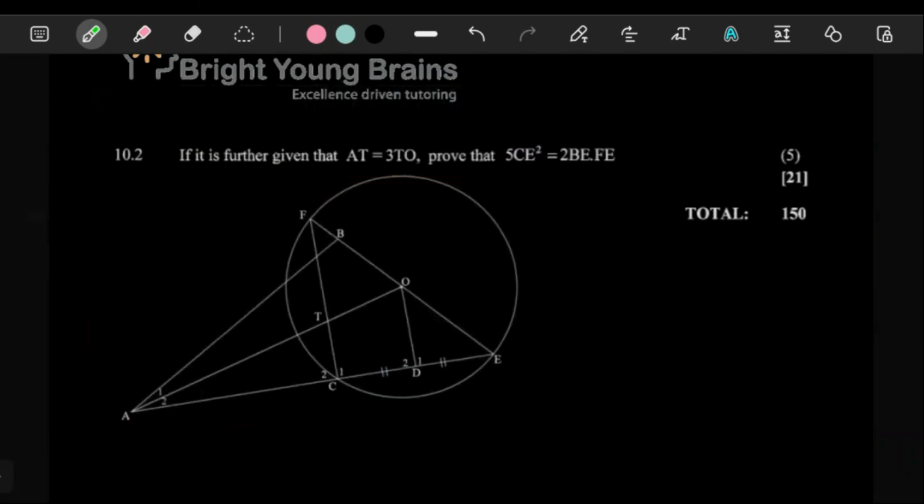For this 5-mark question, yeah, I don't even know why I'm reacting the way I'm reacting because I feel like I really shouldn't have reacted like that. Because reacting like that is not so good, you know.